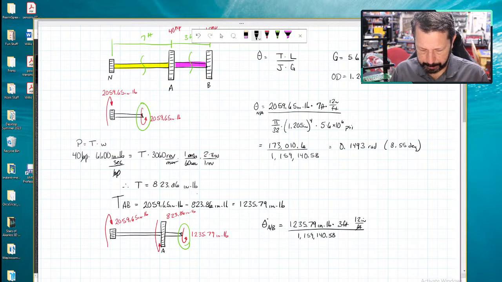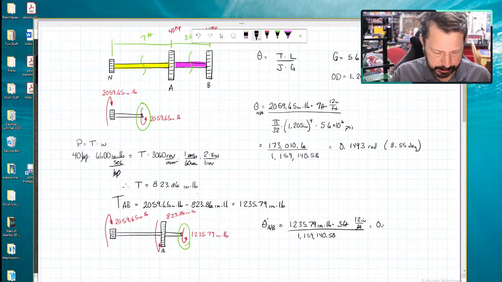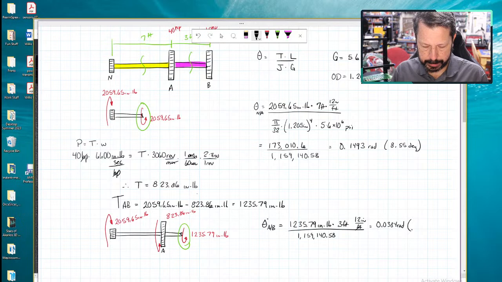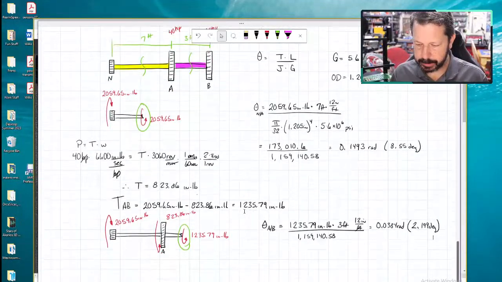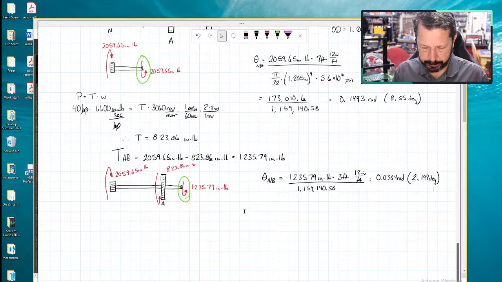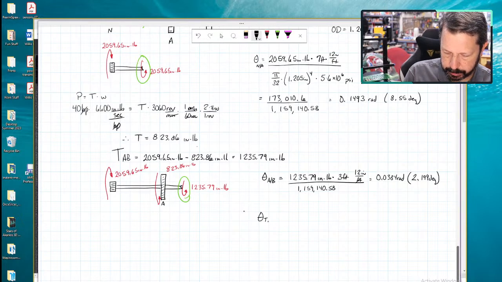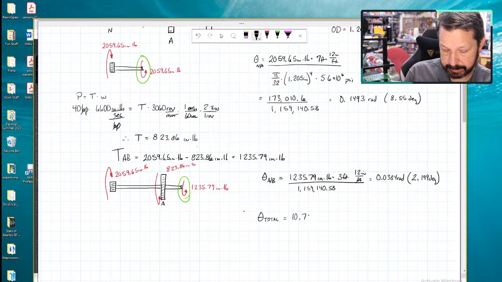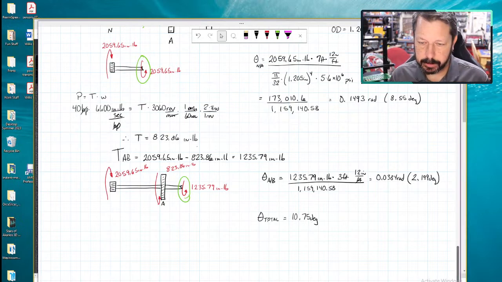So 1,235.79 times 3 times 12 divided by 1,159,140.58 is 0.0384 radians, which, if you want degrees, multiply times 180 and divide by pi. 2.199 degrees. It wants the answers in degrees. So we should add the 8.55 from previous, and our total angle of twist is 10.75 degrees. That seems like a lot, but let's check web work.